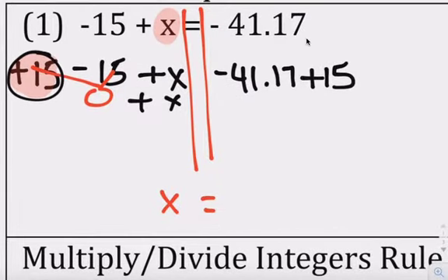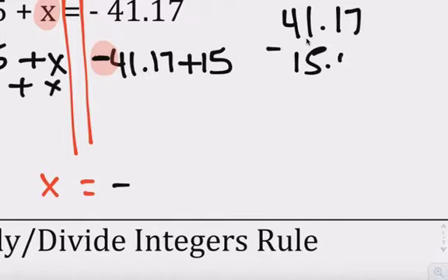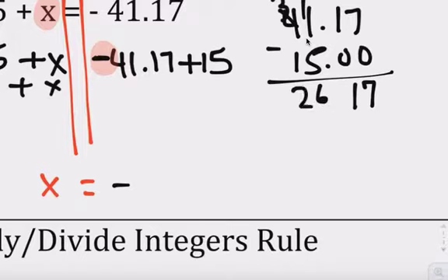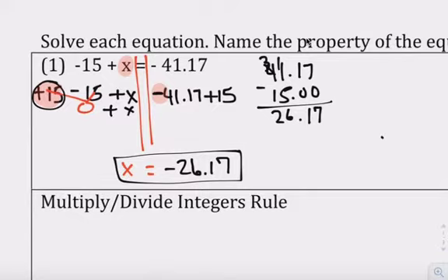In this case, you have to subtract because you have one negative. Okay, one negative, you subtract. So 41.17, and your answer is going to be negative because the bigger number is negative, minus 15.00. Put the zeros. 26.17 is your answer. Okay, that's how you do this work.